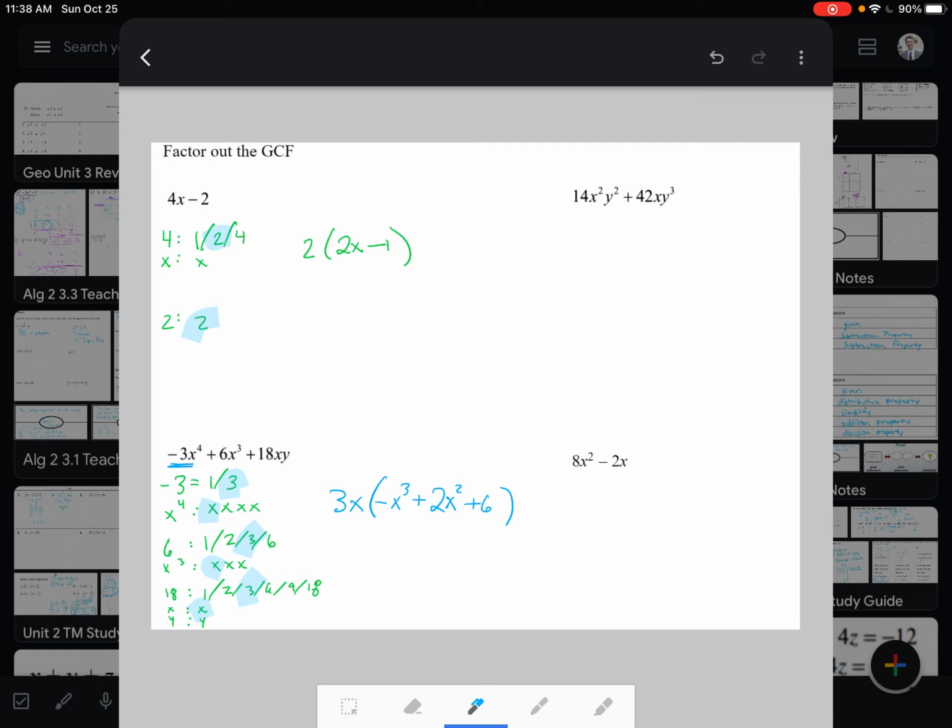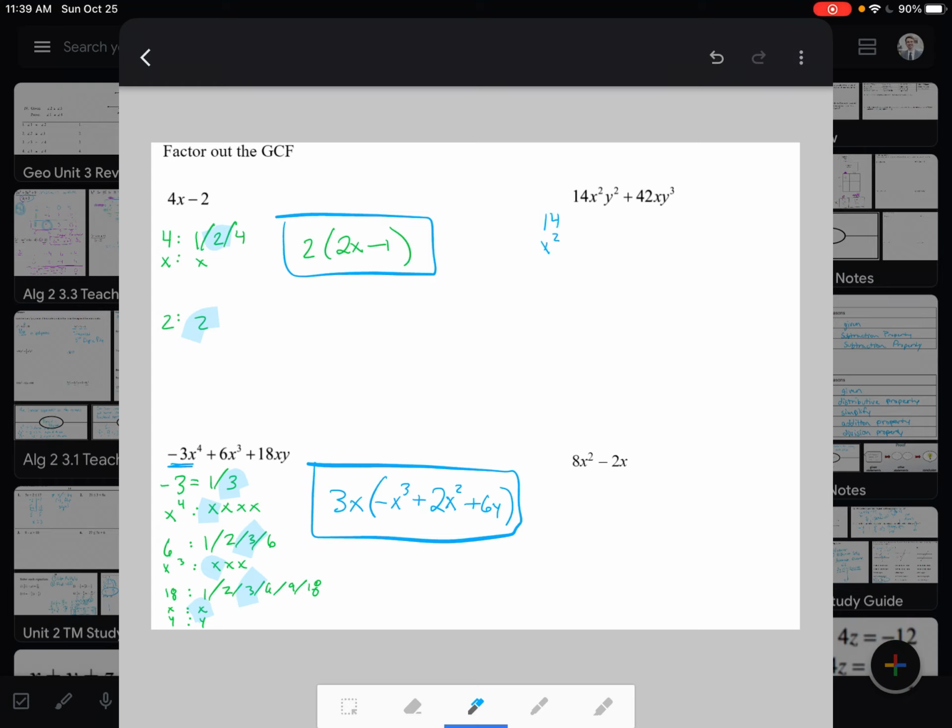And then 3x times 18xy, so 3 times 6. We have the x that we need, so just y. So 3x times 6y gets us 18xy, so that works. So we actually just successfully factored this one here. We successfully factored that one there.